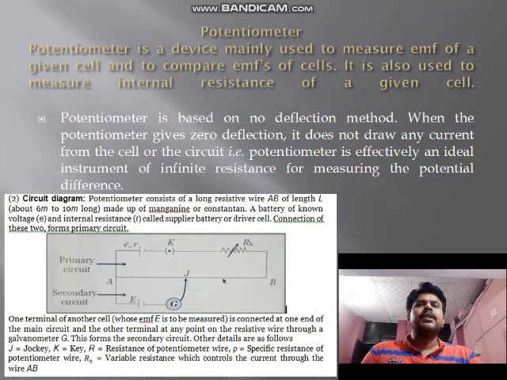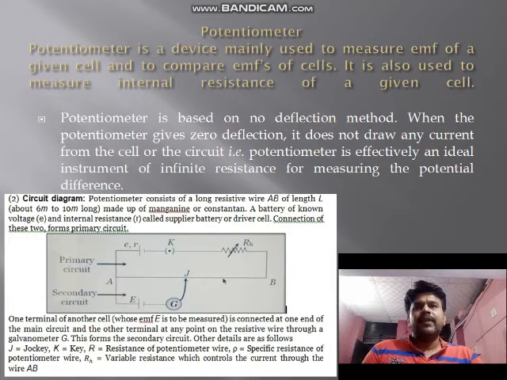Now we are going to start potentiometer. Potentiometer is a device mainly used to measure EMF of a given cell and to compare EMFs of cells. It is also used to measure internal resistance of a given cell. Potentiometer is based on no deflection. When the potentiometer gives zero deflection, it does not draw any current from the cell or the circuit. That is, the potentiometer is effectively an ideal instrument of infinite resistance for measuring the potential difference.